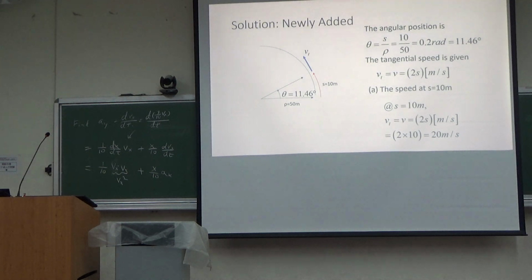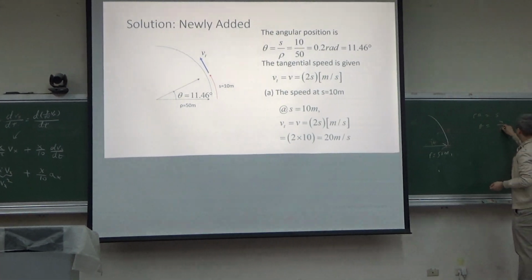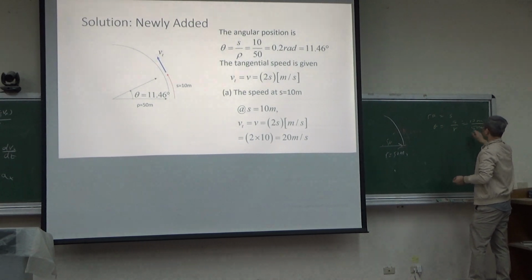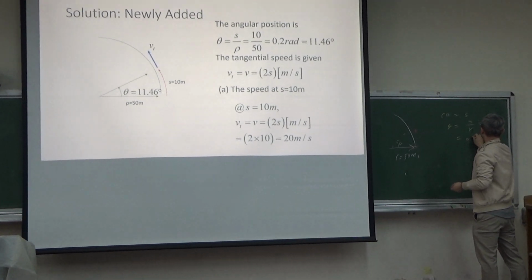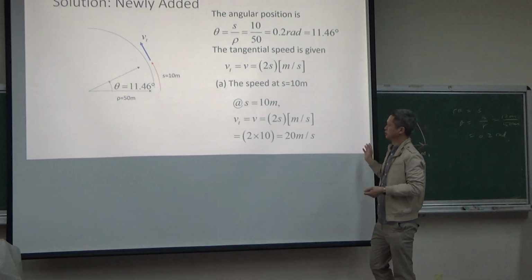So if you do a quick one, you know the orientation. This orientation is rho s, or r theta is equal to s. Now your theta is equal to s over r. This is 10 meters divided by 50 meters, which is 0.2 radian. First we know the position.